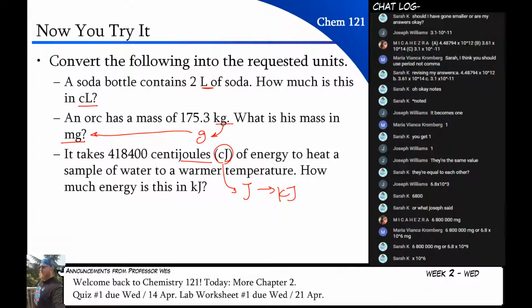All right. So I want you to try those conversions. I'm going to give you about 5 or 6 minutes. Type your answers in as you get them, and let me know if you get stuck, because I'm just going to be sitting here and I can answer anything you need.